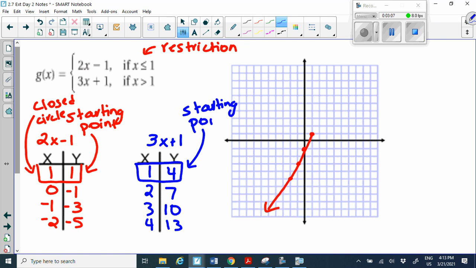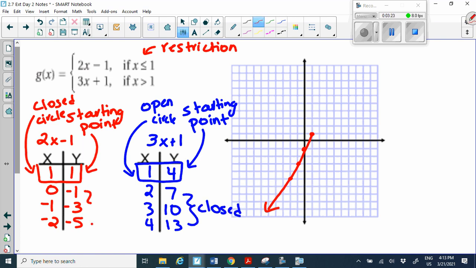And I have to decide if this point is going to be open or closed. Well, because there is no equal bar on the x is greater than 1, it's going to be an open circle. But all the other points are going to be closed. So I go to 1, up 4, and I do an open circle. Now I graph the other points like normal. So I do 2, 7. And here, because the 4, 13 goes off the graph, I'm not going to graph that. Now I go from the open circle, connect the other points, and then I have an arrow.